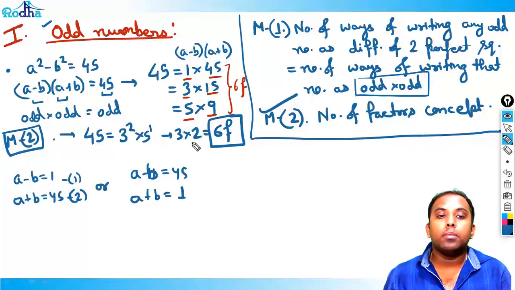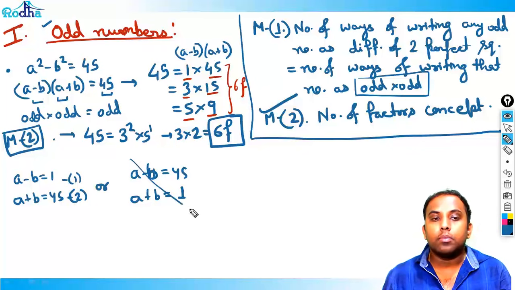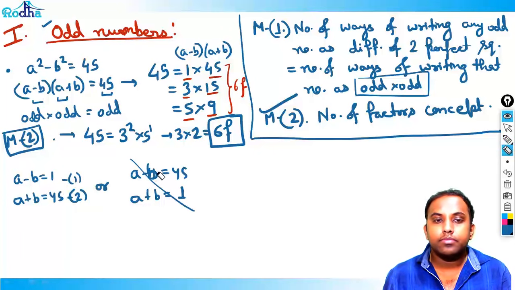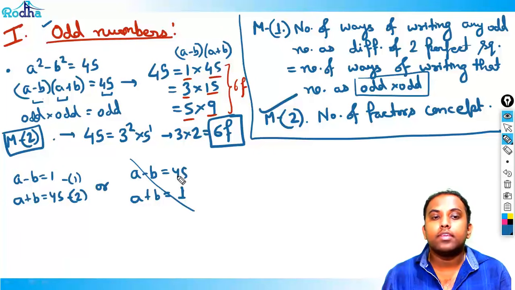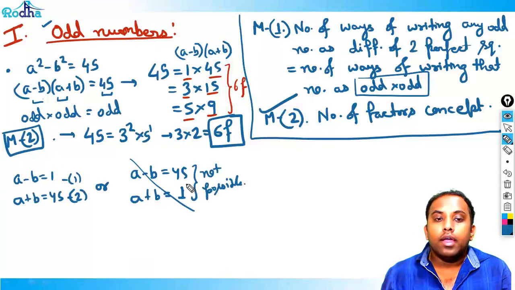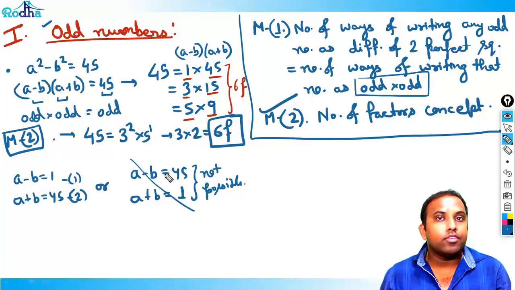But the problem here is that this case is not possible logically, because a minus b is equal to 45 and a plus b is equal to 1. Why is it not possible? Because a minus b is the difference of two numbers. The difference of two numbers is 45 and the sum of those two numbers is 1. It is not possible.